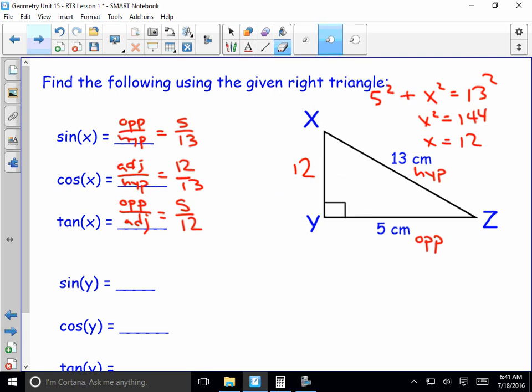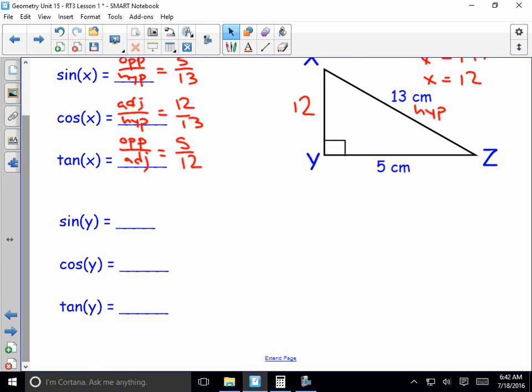So we're no longer standing at x, we are now standing at y. And can we do this based on standing at y? No. Okay, y is a 90-degree angle. So since y is a 90-degree angle, we couldn't do this. What we would have to do is change these to z if we want to find sine, cosine, and tangent of another value.